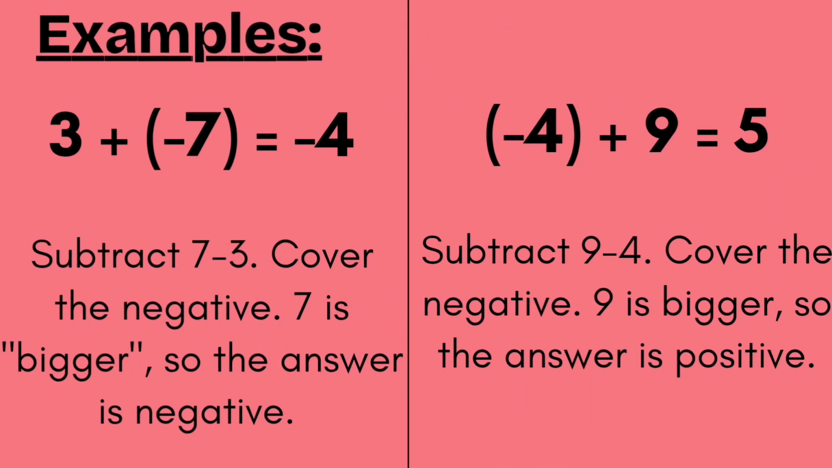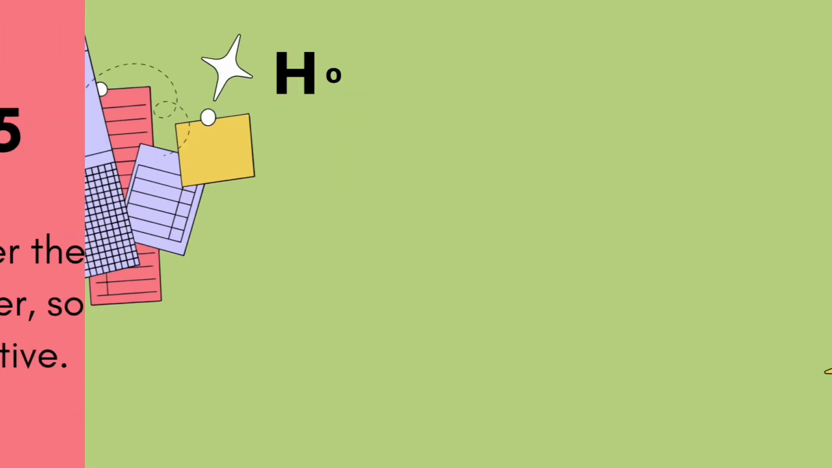The first example is 3 plus -7. So you subtract 7 minus 3, which is 4. Cover the negative sign, 7 is bigger, so the answer is -4. Our second example is -4 plus 9 equals 5. Subtract 9 minus 4, cover the negative, 9 is bigger, so the answer is positive.